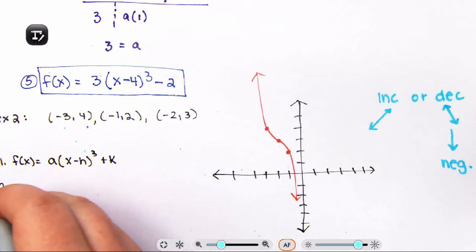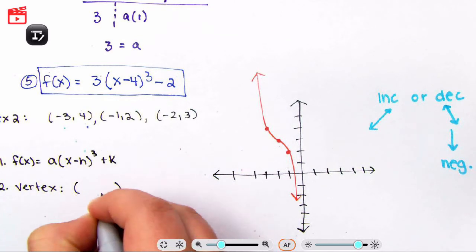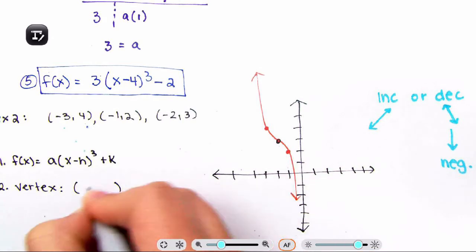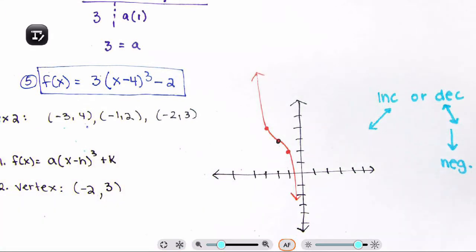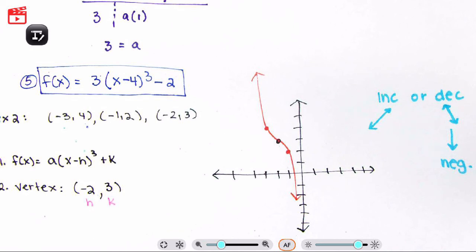Step number 2 is vertex. What is our vertex? Vertex is the center point, which is this one here. So I have 1, 2, so negative 2, and I go up 3. You're going to identify which one's h, which one's k. Here's h, here's k.